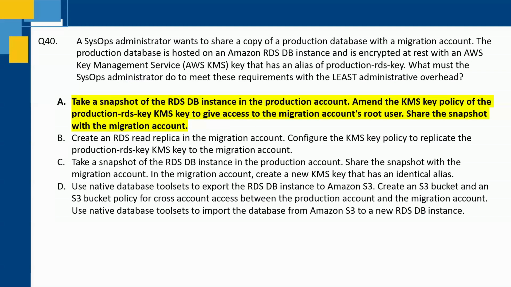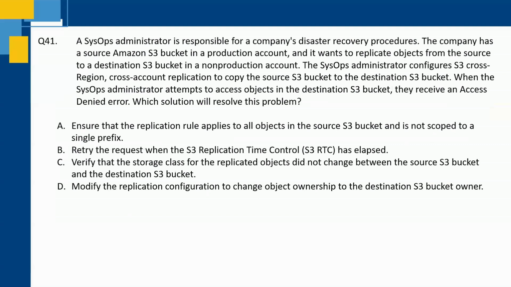Let's look at question number 41 of the series. A SysOps administrator is responsible for a company's disaster recovery procedures. The company has a source Amazon S3 bucket in a production account, and it wants to replicate objects from the source to a destination S3 bucket in a non-production account. The SysOps administrator configures S3 cross-region, cross-account replication to copy the source S3 bucket to the destination S3 bucket. When the SysOps administrator attempts to access objects in the destination S3 bucket, they receive an access denied error. Which solution will resolve the problem?